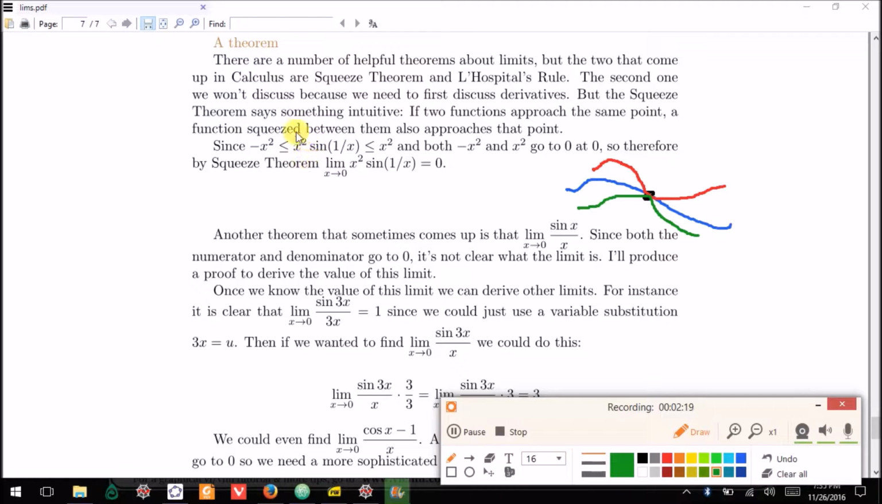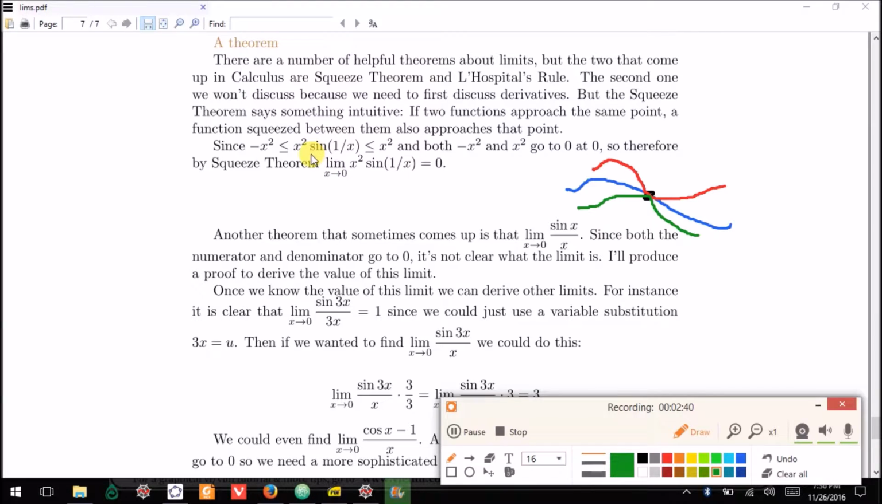But then we have it multiplied by x squared, and that might drag this value down to 0, even though sine is oscillating wildly. Or something else might happen, we don't know. And the point is, you could make a guess, but it's really only going to be a guess. We want a rigorous demonstration of what this value is.